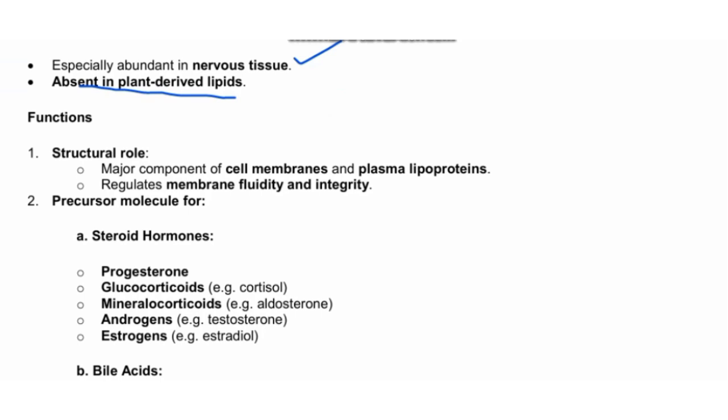So we can say that cholesterol is a critical component of animals but not plants, because they have their own sterols like sitosterol. Functions of cholesterol.